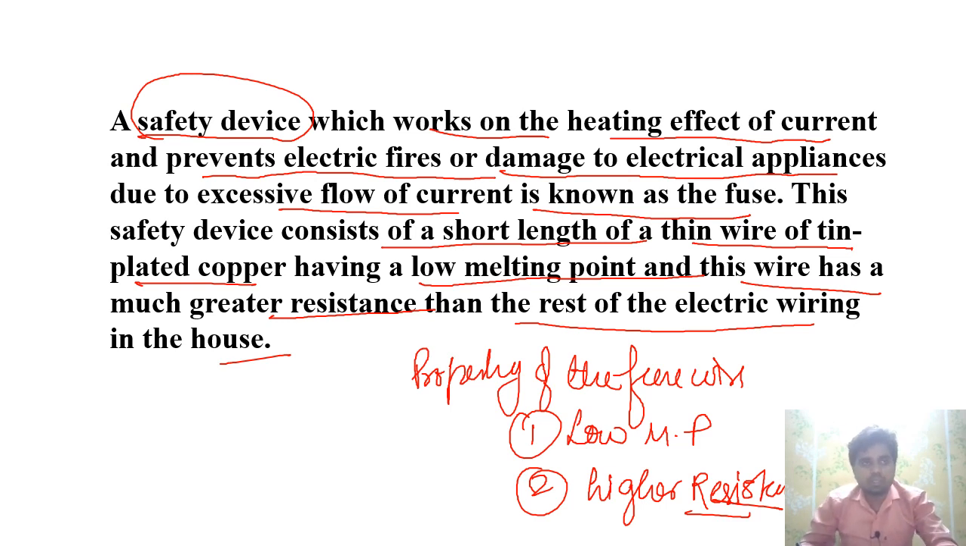Low melting point means if there is a slight increase in the temperature of the wire, and the temperature may increase because the magnitude of the current has increased, then as soon as the temperature of the wire increases, the fuse will blow off. Now it has higher resistance, and higher resistance protects the other appliances. The majority of the excess heat is produced in the fuse only.